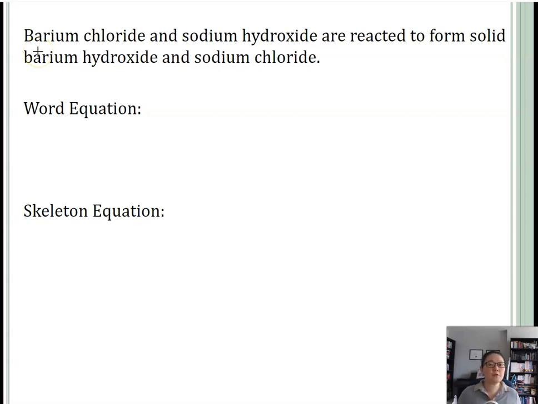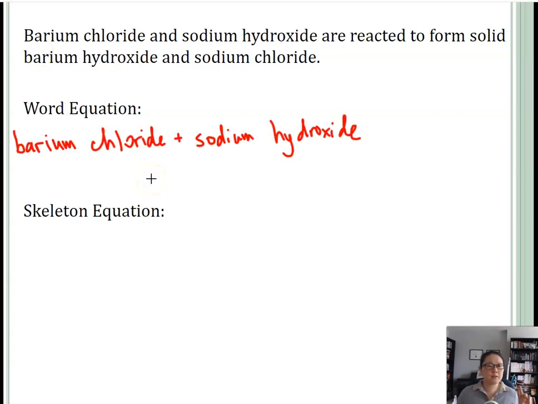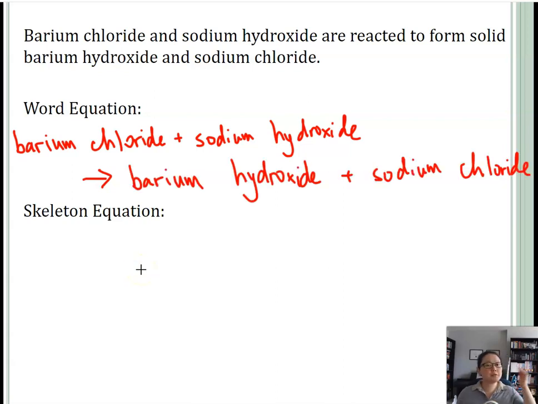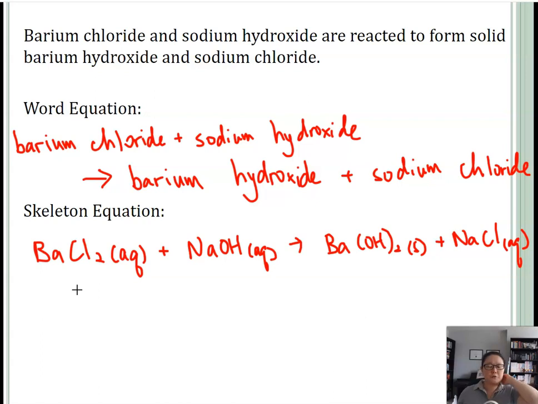So we are starting off with barium chloride and sodium hydroxide. With your two reactants, you are going to separate them with a plus sign. So this becomes barium chloride plus sodium hydroxide, and this becomes barium hydroxide and sodium chloride. Separate them, plus sign in between. For the skeleton equation, you are going to take all of those names and change them into symbols, so it's going to look something like this. You have your BaCl2 aqueous plus NaOH aqueous becomes Ba(OH)2 solid and NaCl aqueous.